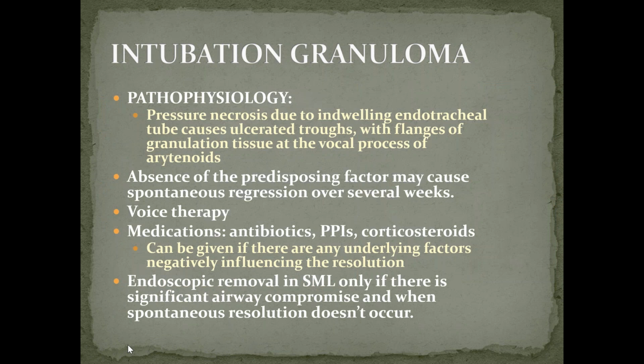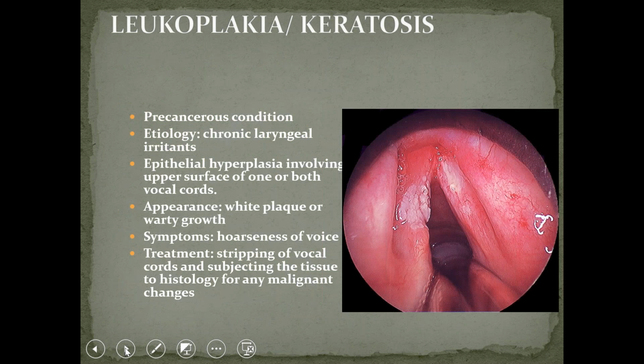The pathophysiology of intubation granuloma is pressure necrosis due to an indwelling endotracheal tube, which causes an ulcerated lesion over the mucosa of the true vocal cords in the posterior part. Medications for this are antibiotics, proton pump inhibitors, and corticosteroids. Then endoscopic removal by using suspension microlaryngoscopy. If there is significant airway compromise, then you should go for this surgical treatment.